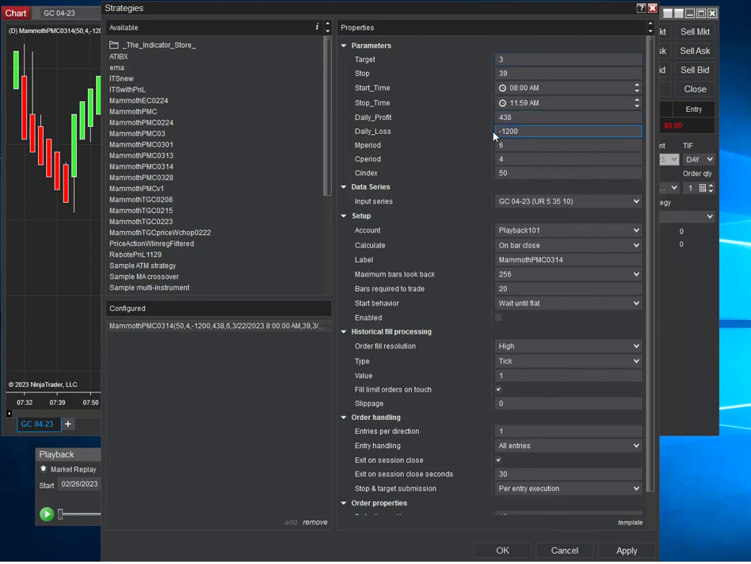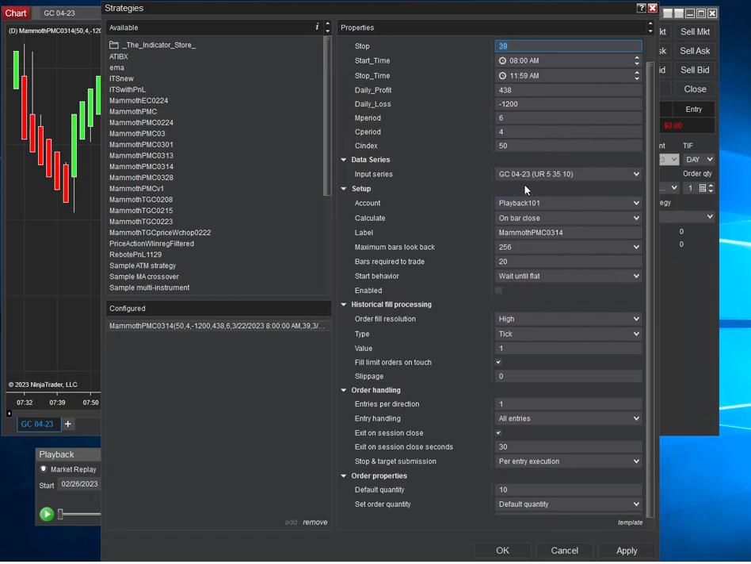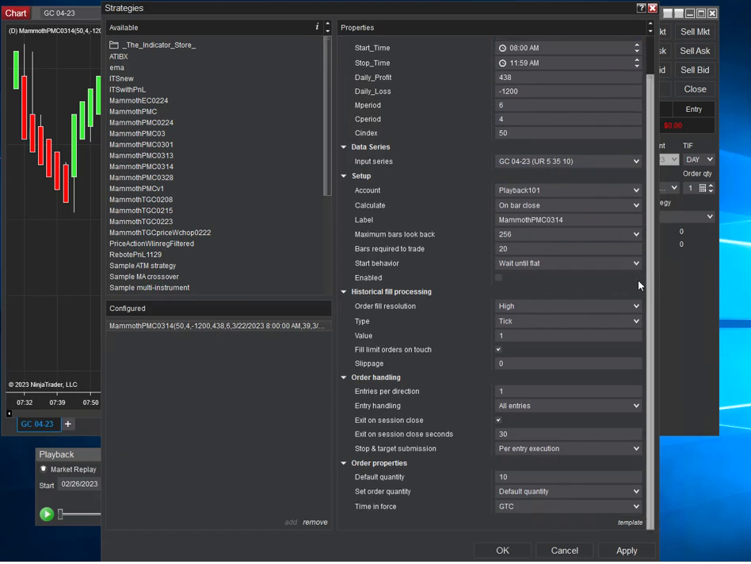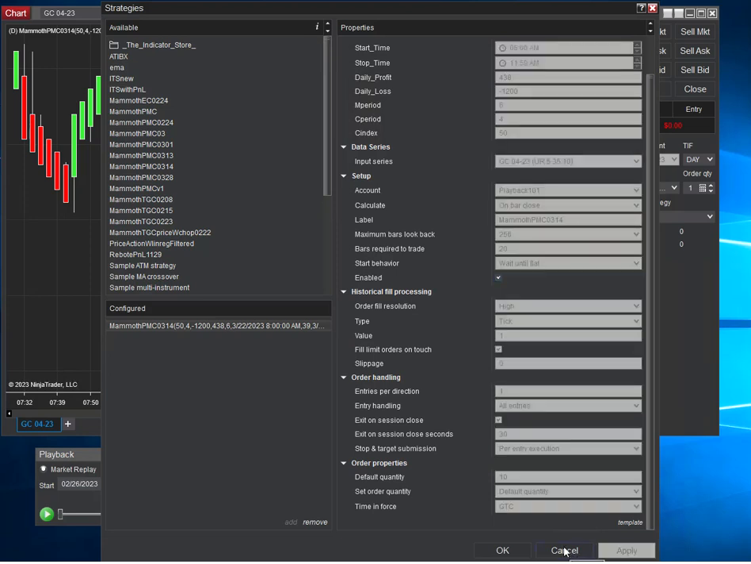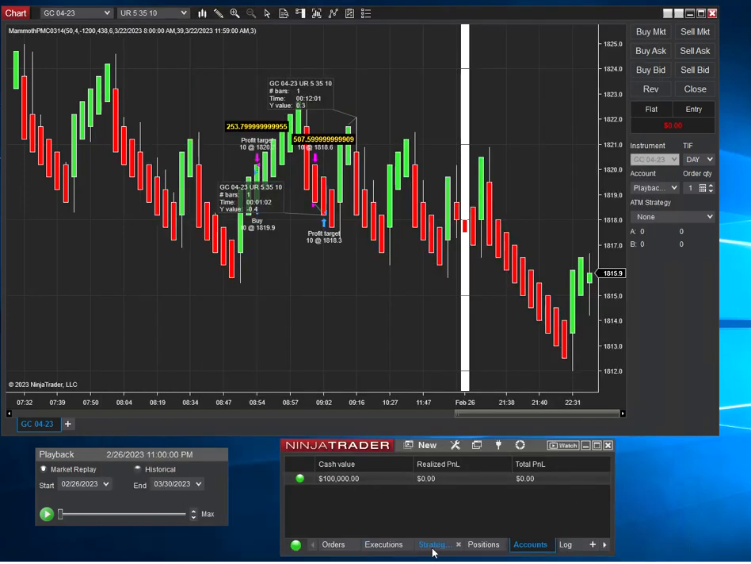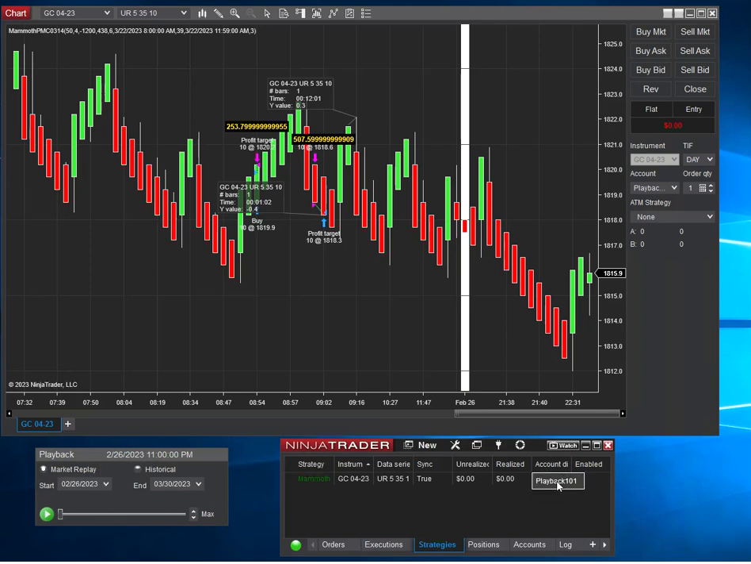And the daily loss is $1,200. If we hit 1 loss, 10 contracts will be $3,900. You will be done. I'm not going to be trading. We're trading an April contract, and right here the order fill resolution is 1 tick higher than the high of the closing bar, and 10 contracts. Okay, we're going to enable it, apply. Make sure the strategy is applied right here. Good.